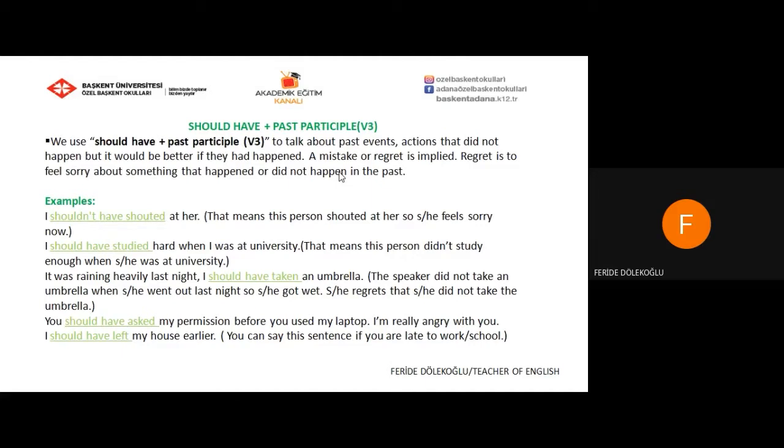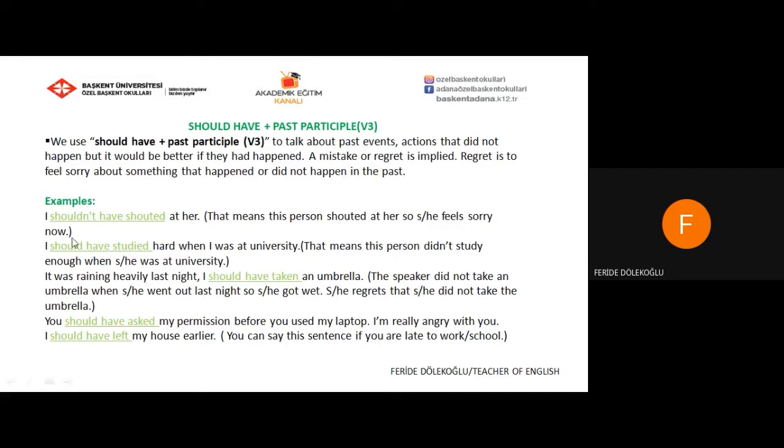We use this structure to talk about past events or actions that didn't happen, but it would be better if they had happened. A mistake or regret is implied. Regret is to feel sorry about something that happened or didn't happen in the past. For instance, I shouldn't have shouted at her. That means this person shouted at her, so he or she feels sorry now.